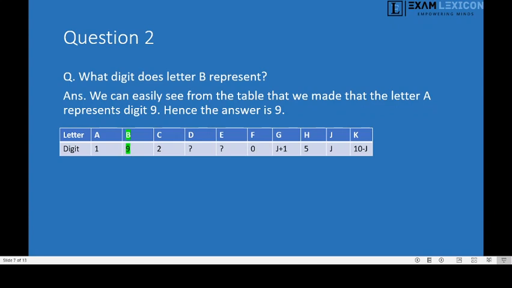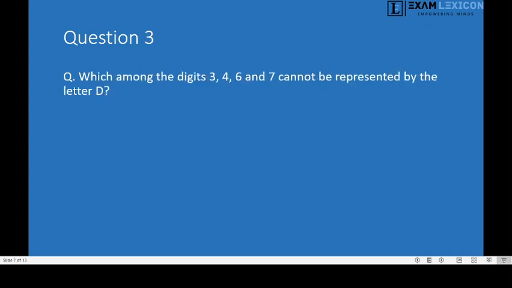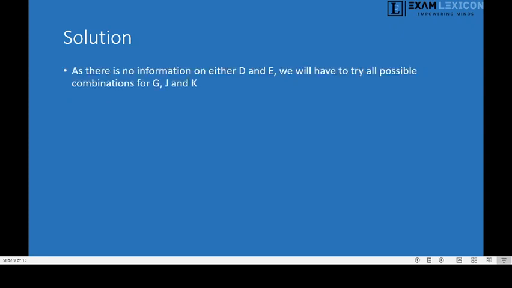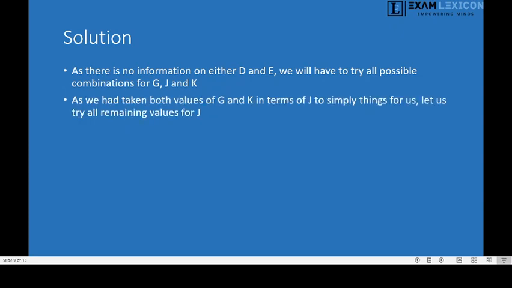Okay, getting to the third question, which among the digits 3, 4, 6 and 7 cannot be represented by letter D? Okay, getting to its solution. So as there is no information on either D and E, we will have to try all possible combinations for G, J and K. Okay, and then we can see what we can infer from that.